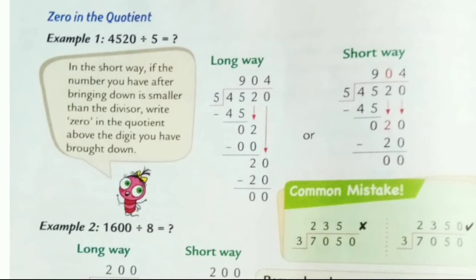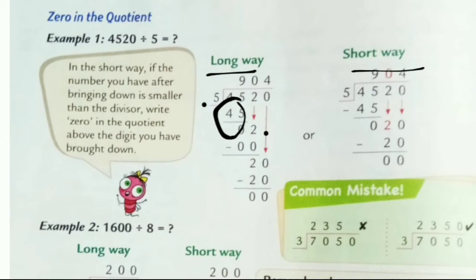Clear? See, there are two methods to solve. One is long and one is short. See, 4520 divided by 5. So 5 nines are 45. Then here 0 will come because the full number is divisible by 5. Now we will write 2. But here we know that this 2 is less than 5. So we will take it as a 0.